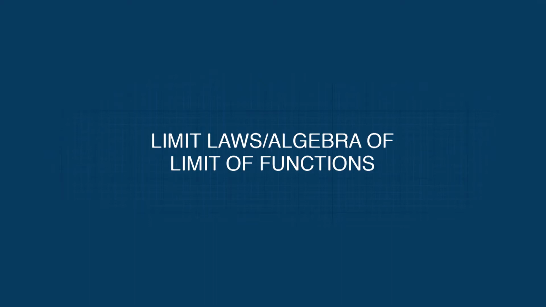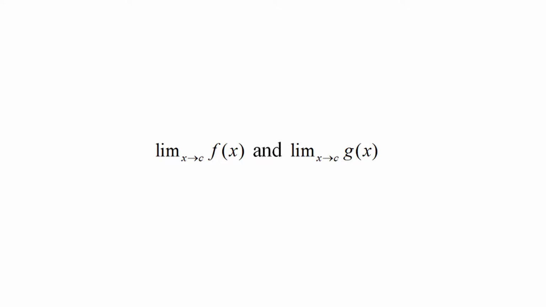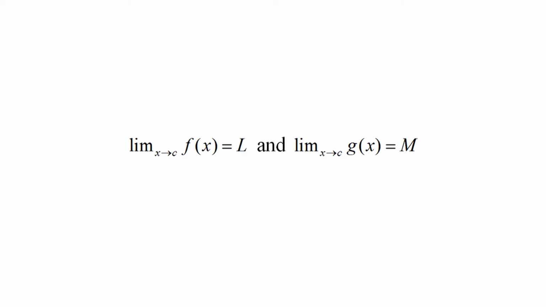Limit laws or algebra of limits of functions. We now list some algebraic properties of limits of functions. They are basic laws of limits of functions. The formal proofs of some of these results will be given in the coming session. Theorem 1, limit laws or properties of limits. If limit of f of x as x approaches c and limit of g of x as x approaches c exist with the values limit of f of x as x approaches c is L and limit of g of x as x approaches c is m, where L and m are real numbers, then the following rules hold.